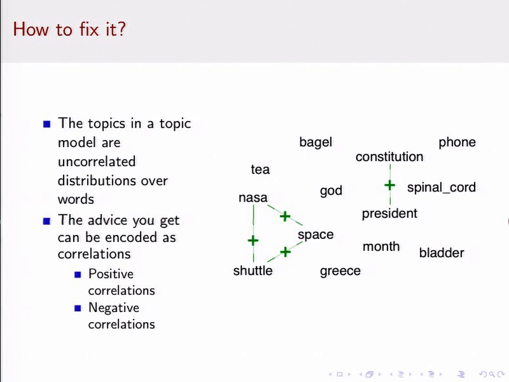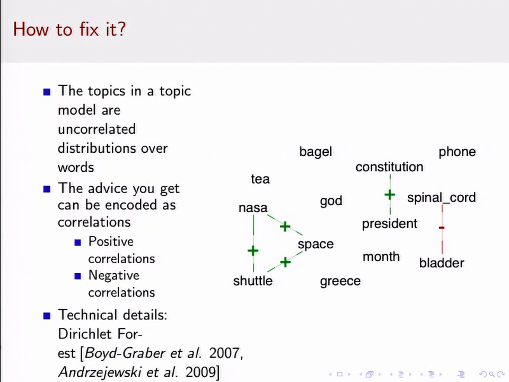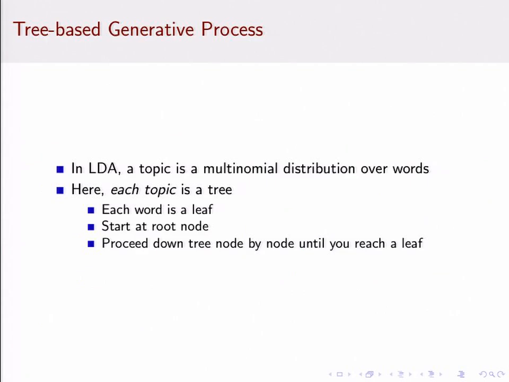So put a negative correlation between spinal cord and bladder, and put a positive correlation between Constitution and President, NASA, Space, and Shuttle. And the technical details of this is you use a Dirichlet forest, which is basically cascading a bunch of Dirichlet distributions together. I'll talk a little bit more about that in a bit. Okay. Actually, I'll talk about it right now.